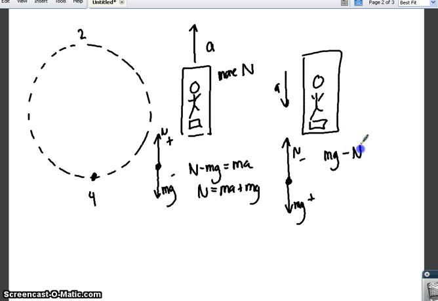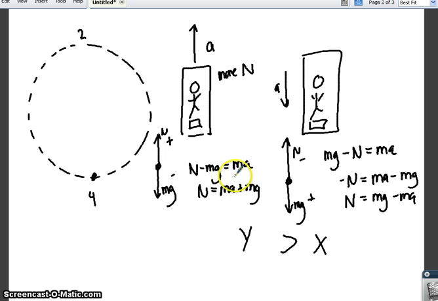Mg minus N equals ma, so minus N equals ma minus mg, and then we can flip the signs here: N equals mg minus ma. You'll notice that we are subtracting these two numbers, so it's going to be a smaller value. So this value x is going to be less than this value y over here, because there we add them together. Just like in an elevator, when you go down, you feel weightless for a moment because acceleration is going downward. You're relieving your weight.